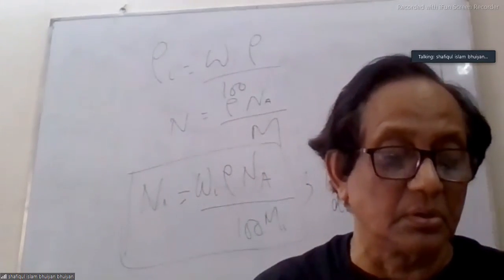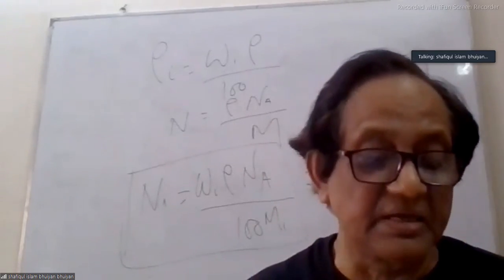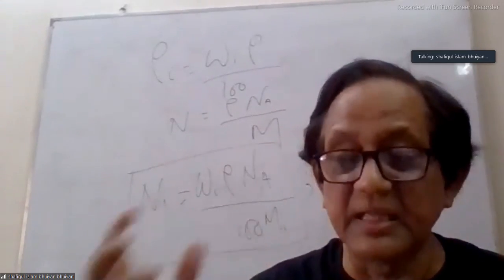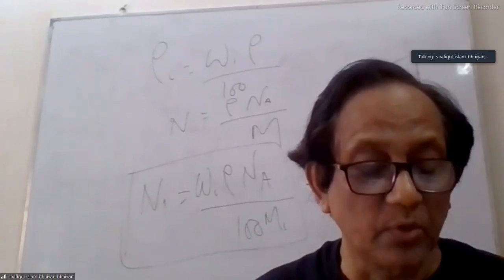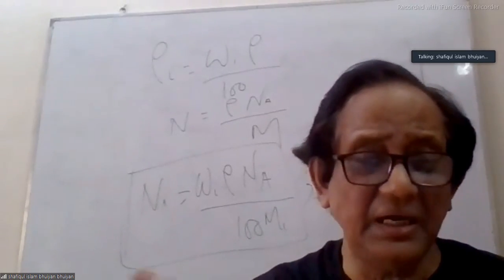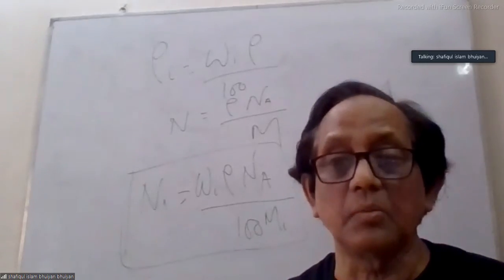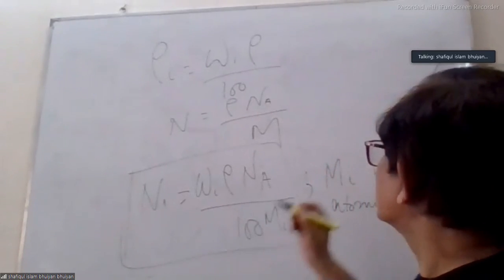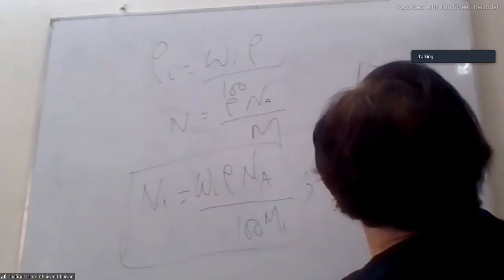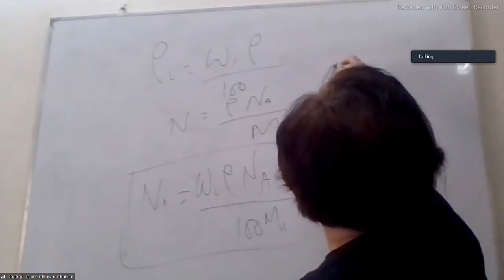In that case, if rho is the physical density of the mixture, the average density of the components, rho will be the sum of Wi rho_i by 100, exactly as we did earlier in the case of atom density. Here Wi is the weight percent, and this is the atom percent.